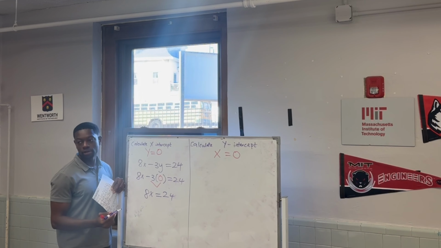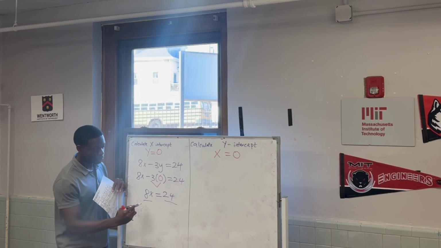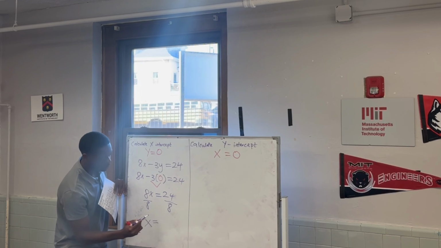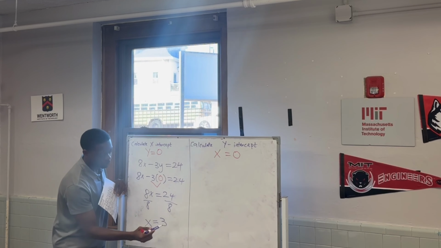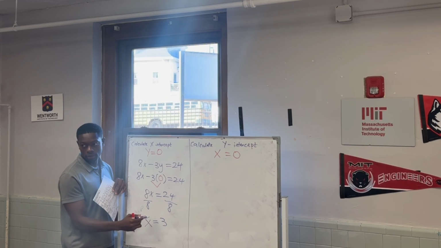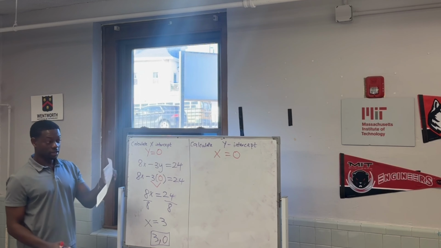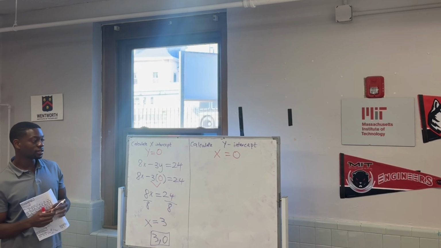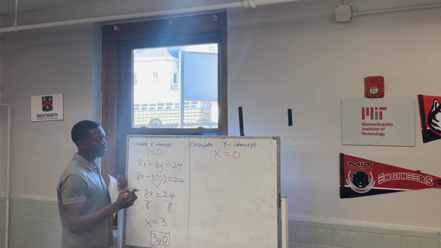And then what do I do, Darian? Division. By what? By 8, right? x equals, who has a calculator? 3, right? So the answer to this one is 3, comma 0. So now I'm going to replace whatever else, and then we'll do the same thing on that side. Got it?